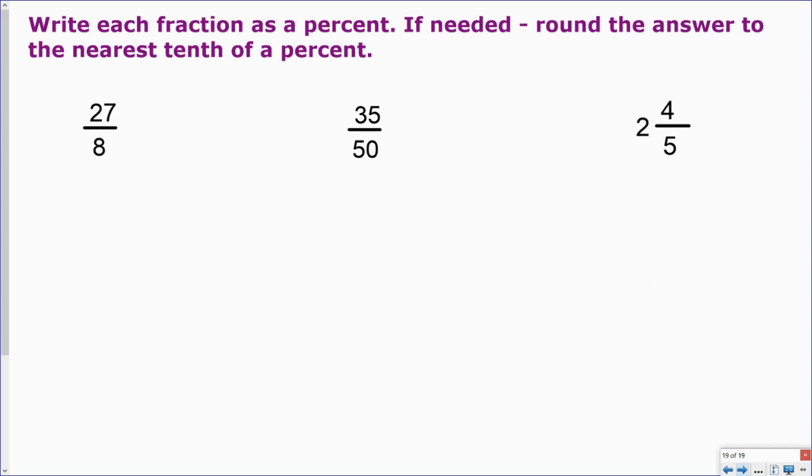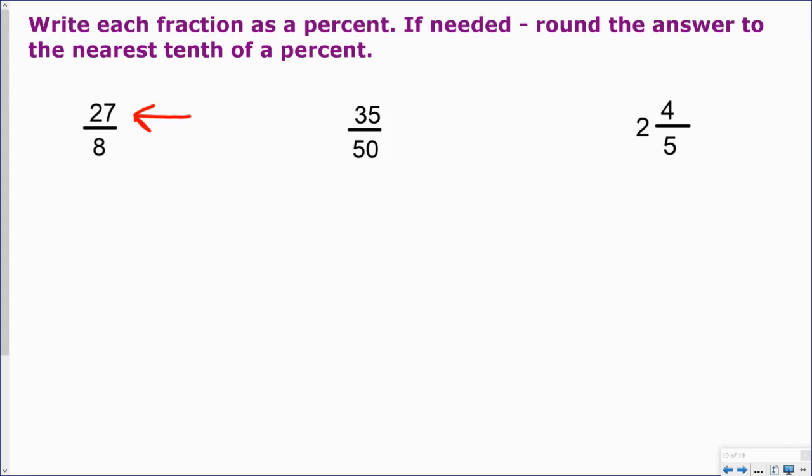So now I have three more fractions. I look at 27/8. And one thing I notice with this one is that my numerator is larger than my denominator. So that means I have an improper fraction. So when I get to my percent, I know that my percent is going to be higher than 100%.